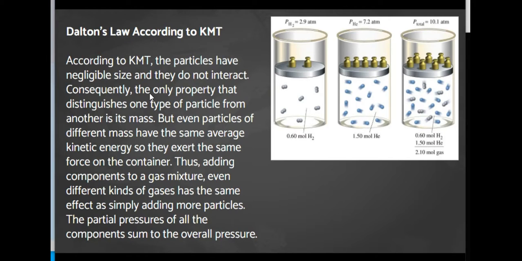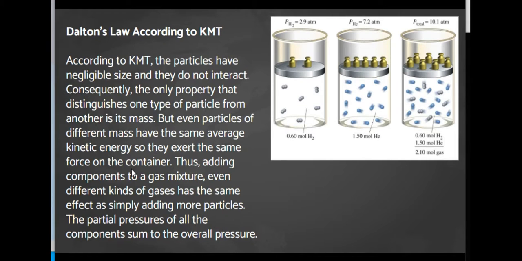This is Dalton's law according to kinetic molecular theory. The particles have negligible size and they do not interact. Consequently, the only property that distinguishes one type of particle from another is its mass. But even particles of different mass have the same average kinetic energy because of what we said earlier. The smaller ones will be moving faster and the larger ones will be moving slower. So they exert the same force on the container.